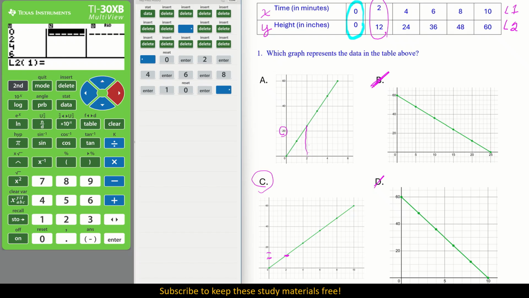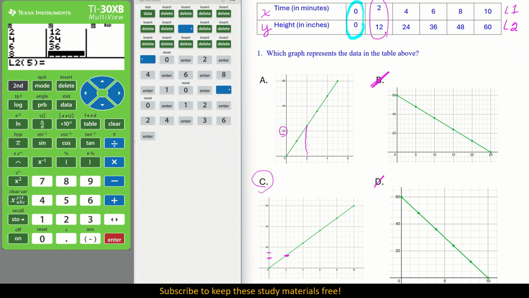Now we can look at our L2, which is our y values. So first we have 0, and then we have 12, and then 24, 36. It goes up by 12s each time. And then 48. Finally, we end with 60. Now you can always arrow up and down and see if it's going to go with what we have in our table. And it does. So we're good to go. Now I'm going to leave that populating our table, and let's move on to number 2.